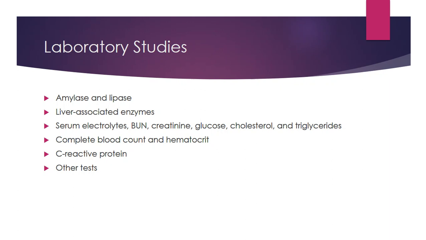Obtain measurements for blood urea nitrogen, creatinine, and electrolytes. A great disturbance in the electrolyte balance is usually found secondary to third spacing of fluids. Measure blood glucose levels because it may be elevated from B-cell injury of the pancreas.